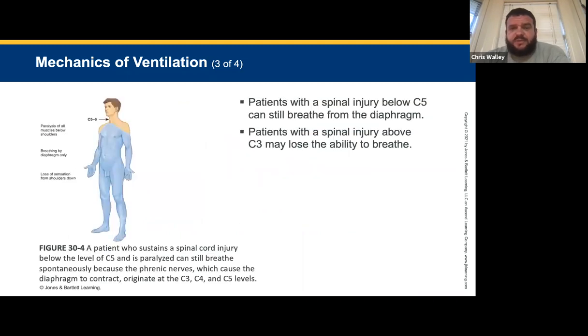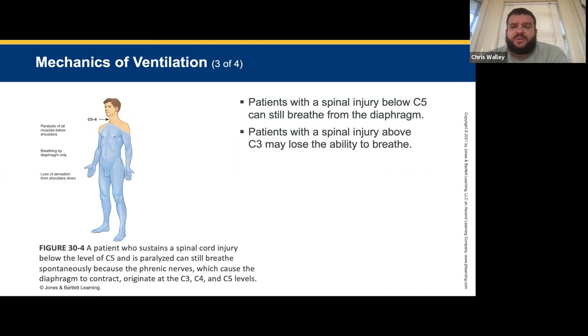A patient who has a spinal cord injury below the C5 may lose power to move the intercostal muscles. That would be a quadriplegic, because all four of their extremities are unmovable. The diaphragm should still contract. It depends. The patient will be able to breathe because the phrenic nerves remain intact.